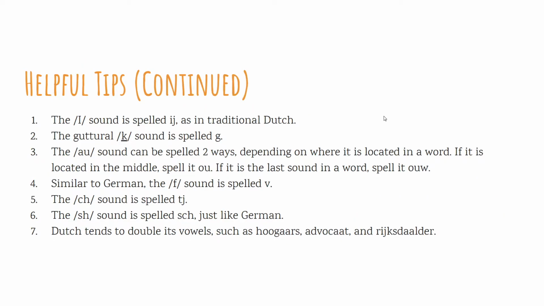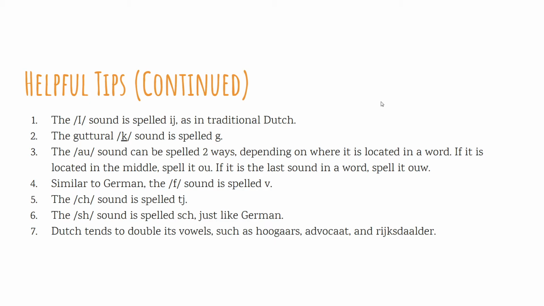Next, we have the long I sound. The long I sound is spelled IJ, as in traditional Dutch. For example, the word rijsttafel, which is spelled R-I-J-S-T-T-A-F-E-L. Rijsttafel has that long I sound at the beginning of the word, but it's spelled IJ. So J is the silent letter in this scenario. This is one of those rules where it's unique from German, because in German, if you've seen the German video, the long I sound is spelled EI. But in Dutch, the long I sound is spelled IJ.